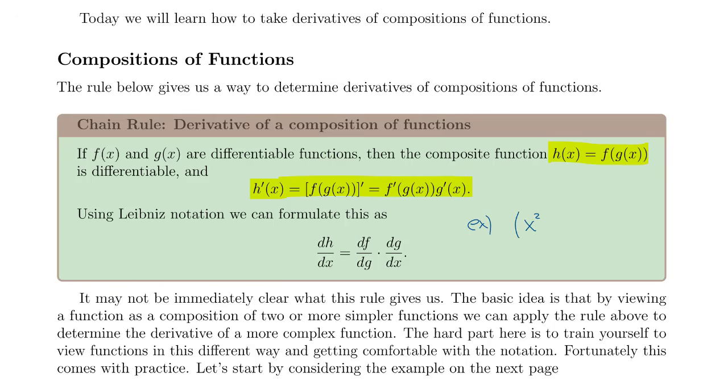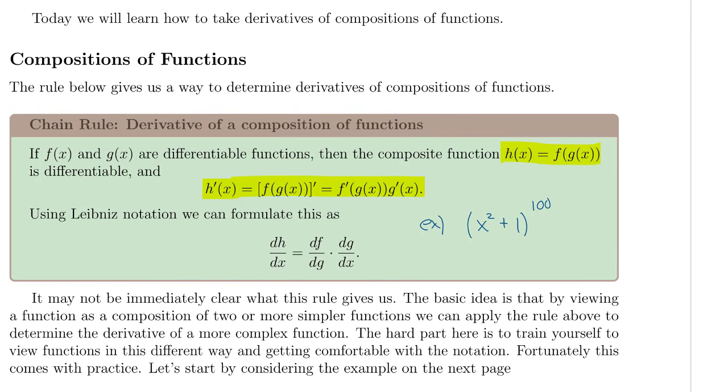So to give you an example, we could have something like this. Using the rules that we previously discussed, we have no good way to differentiate this function. This is the quantity x squared plus 1 raised to the 100th power. So we could use product rule many times, but that would be extremely tedious. And furthermore, what would happen if we wanted to differentiate something like the quantity x squared plus 1 raised to the 1000th power, and so on? So we need a better strategy, and that's what this rule allows us to do.